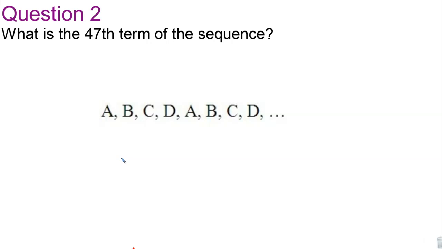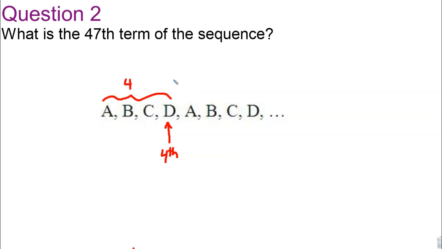Question 2, what is the 47th term of the sequence? Now my sequence is ABCD, ABCD, dot, dot, dot, so I'll continue ABCD, ABCD, ABCD. What I don't want to do for this one is actually count through 47 terms. What I can do instead is recognize that the length of this sequence is 4, meaning that every fourth term is going to repeat. In other words, every fourth term is going to be a D.